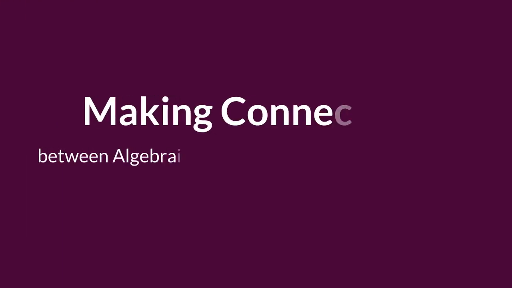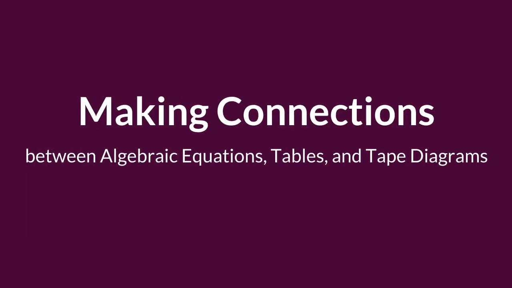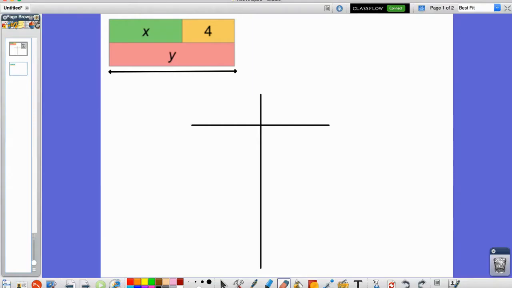Hey everyone, we're going to take a look at two short examples of how to make connections with algebraic equations and tables and tape diagram. In this first example, we have a tape diagram right here, and you'll notice that we don't know what x is and we don't know what y is. That means no one's telling us what x is equal to and what y is equal to.